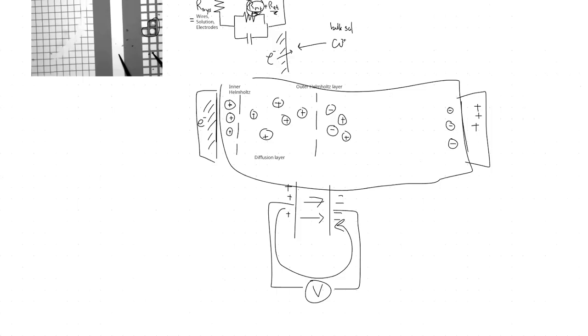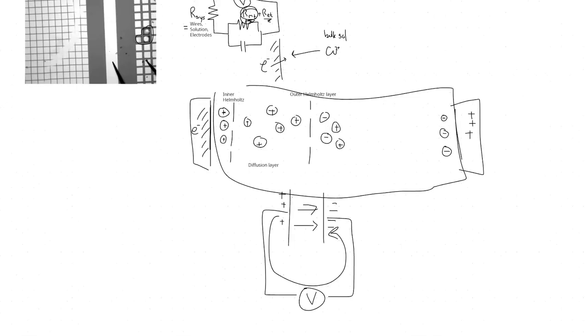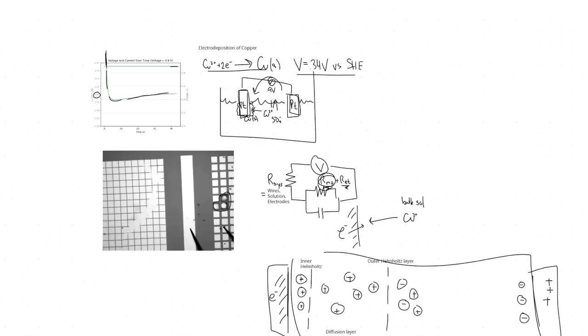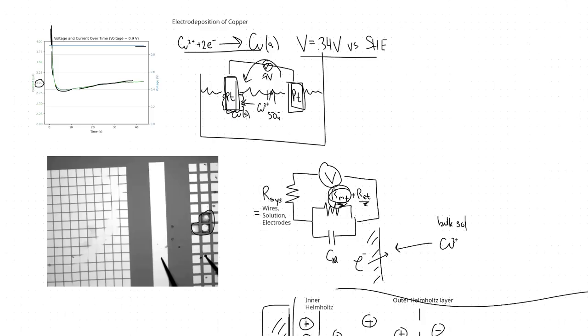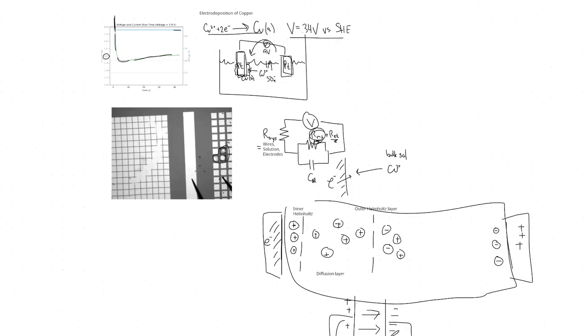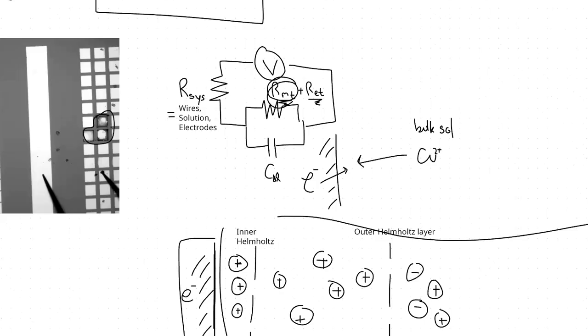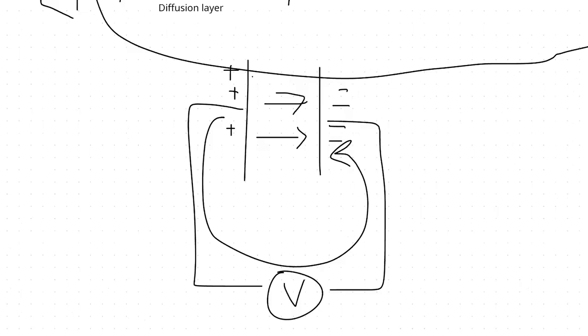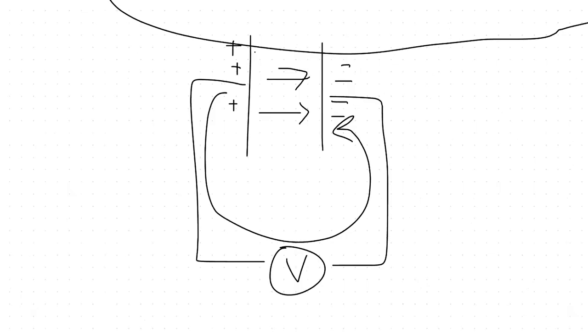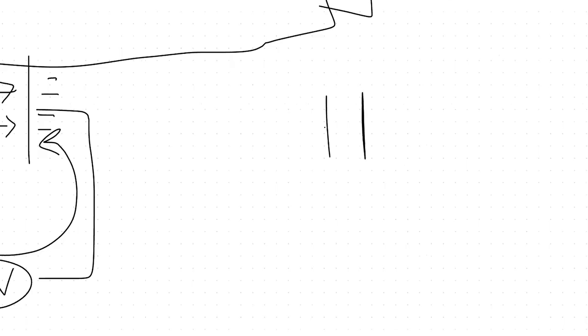And so that explains what this capacitor is doing here. It's called the double layer capacitor. Now, if you know anything about how capacitors work, you know that before a capacitor gets attached to a voltage, it's neutral.